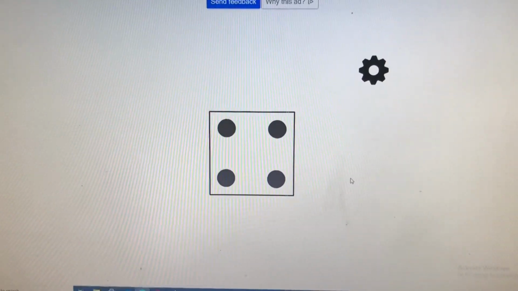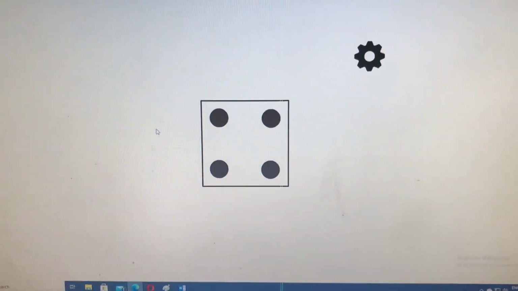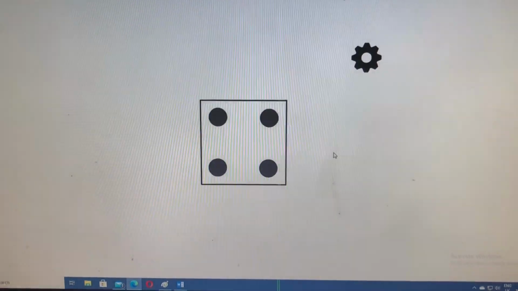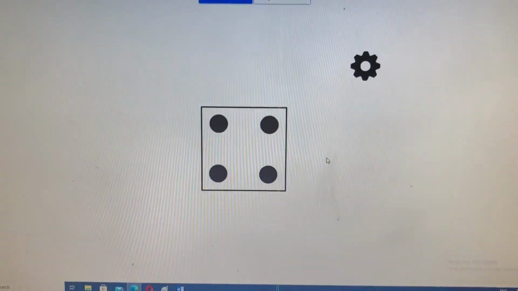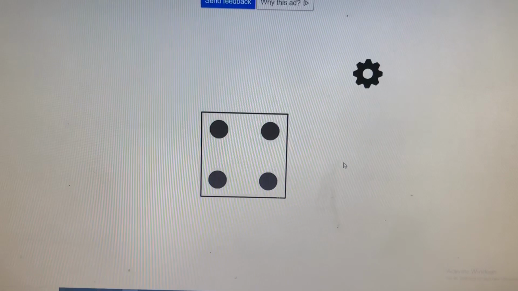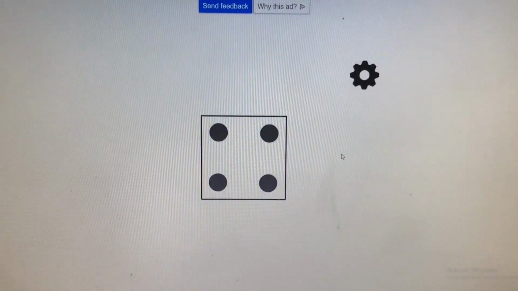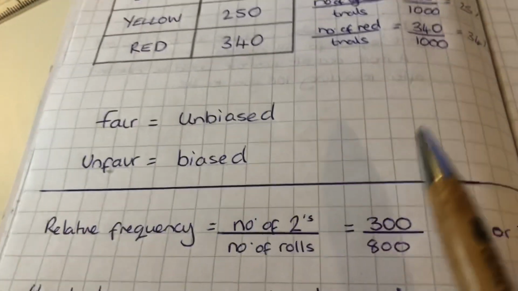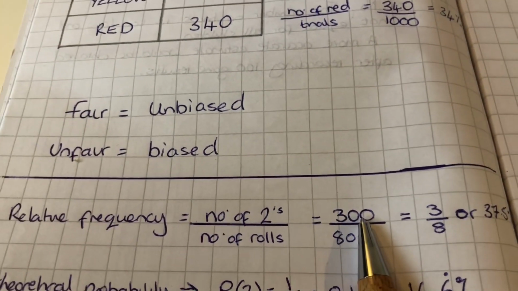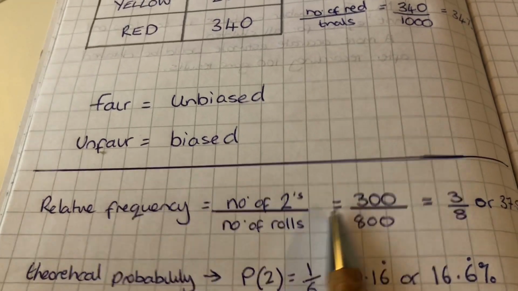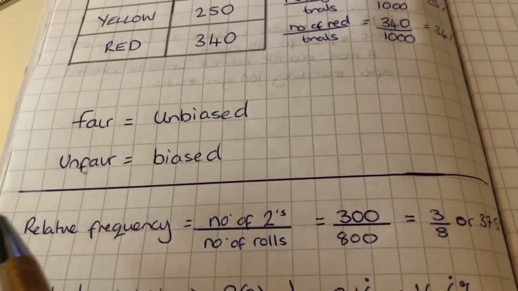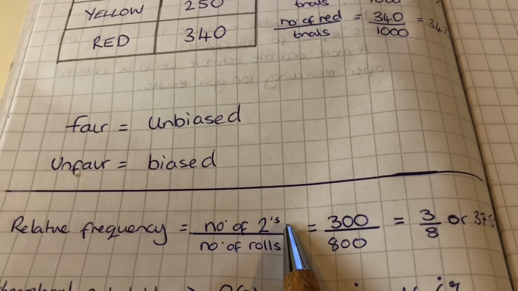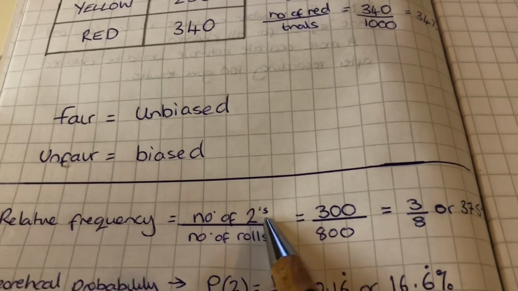Why don't you have a go at creating some relative frequencies and see how many times you might actually have to roll a die for you to eventually get a relative frequency that is the same as its exact probability to get, 1/6. Okay, so the results are in, and 300 of my 800 rolls landed on the number 2. So let's create the relative frequency. We know that's how many of what we are calculating the experimental probability of.